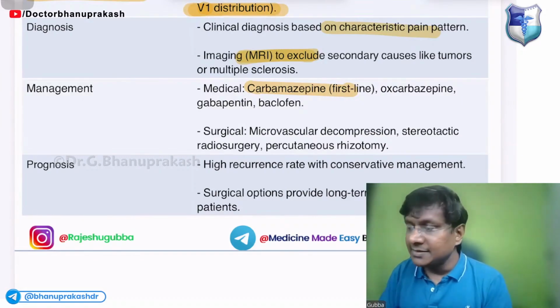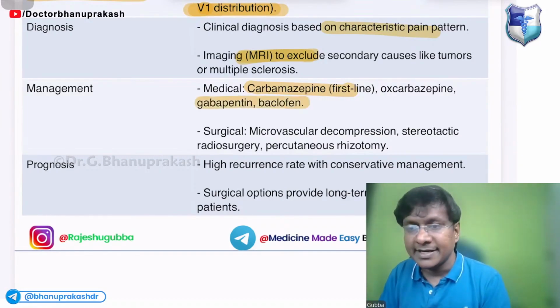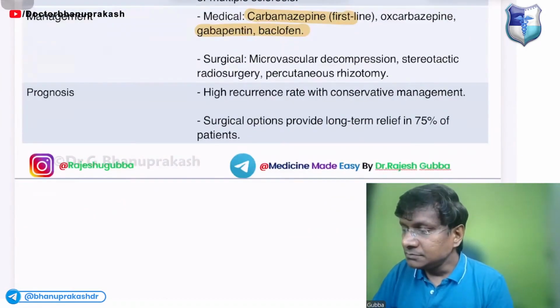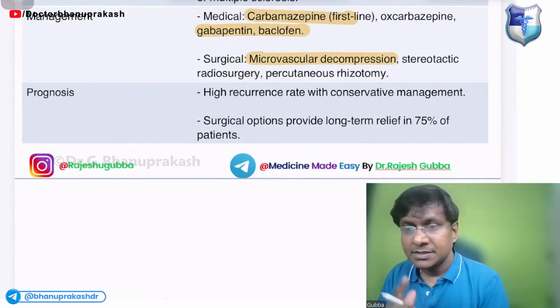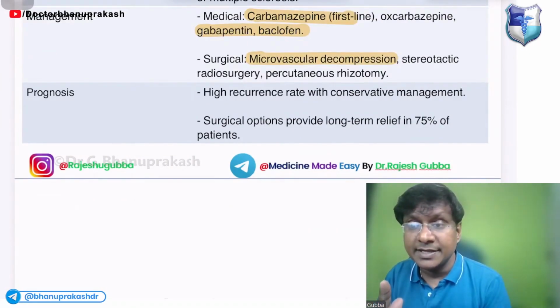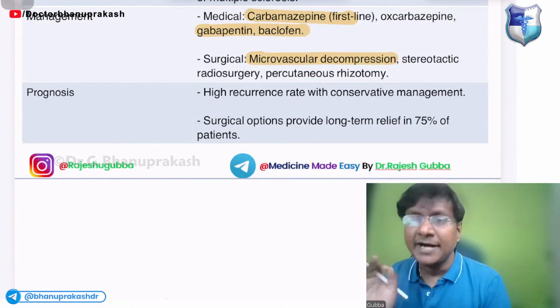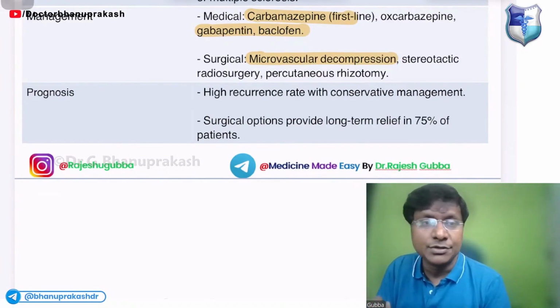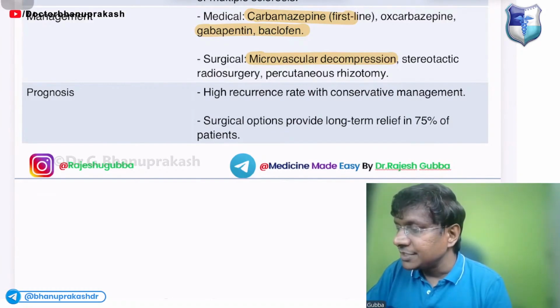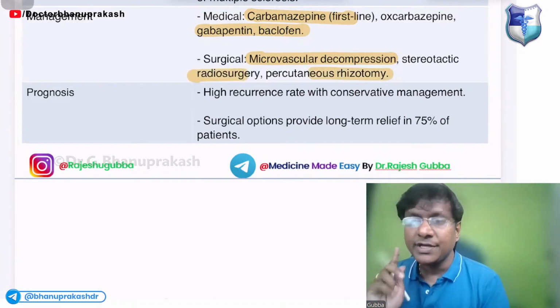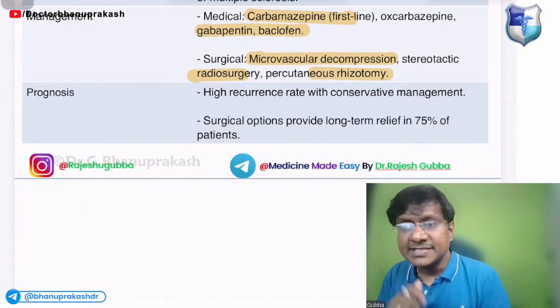Followed by that, the other drugs that we give are gabapentin as well as baclofen. And surgical treatment will be microvascular decompression. When will you do microvascular decompression? It is only in refractory cases where the individual is not able to tolerate the medical therapy. Then you need to do microvascular decompression, stereotactic radiosurgery, as well as percutaneous rhizotomy. That is the surgical treatment.